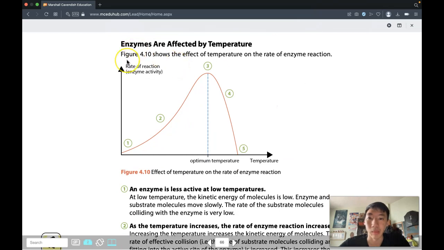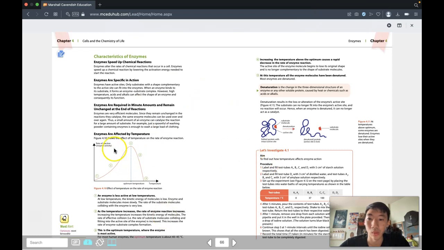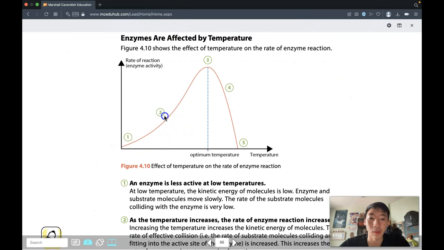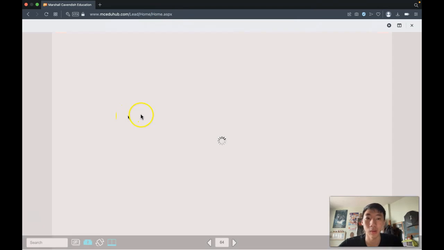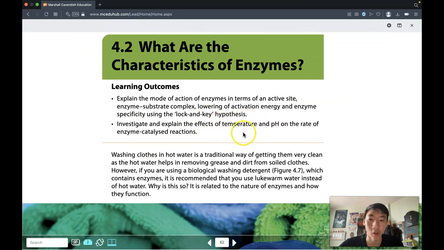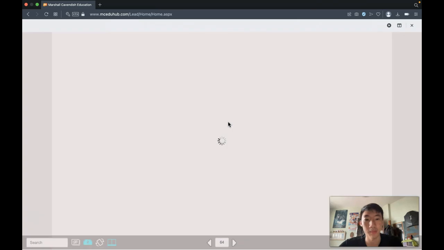Enzymes are affected by temperature. Okay, so this is something that we will start to focus on. The above ones we already talked about. So remember the lesson objective, right? We're supposed to learn the effect of temperature on enzymes. So these two things, temperature and pH, are very important.